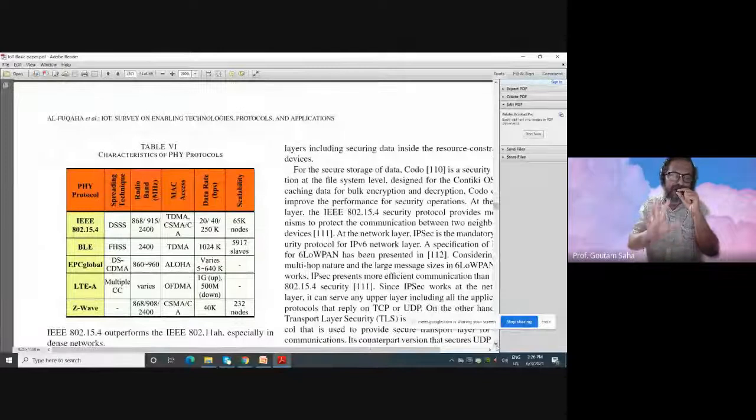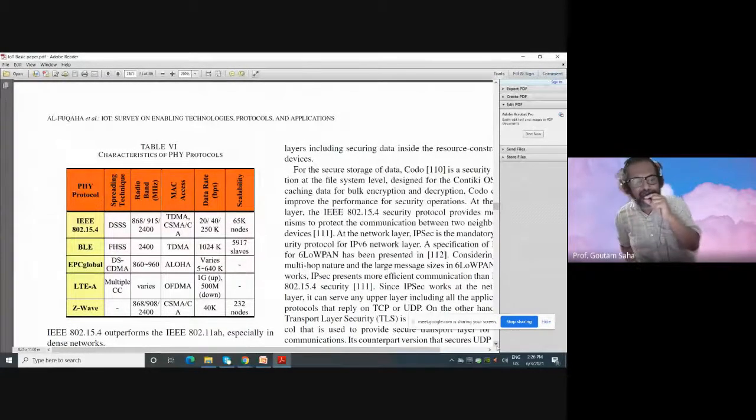Only paper writing, of course, is required. But they don't do paper writing for paper writing's sake. They don't believe in that also. So anyway, these are the different characteristics of different physical layer protocols, LPA, ZA, BAE. These are just specification levels, nothing else.